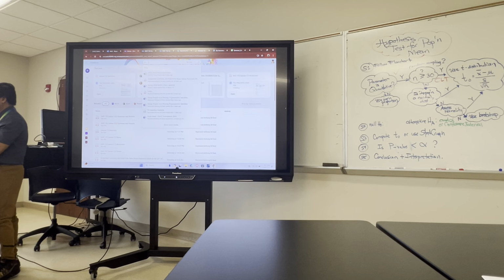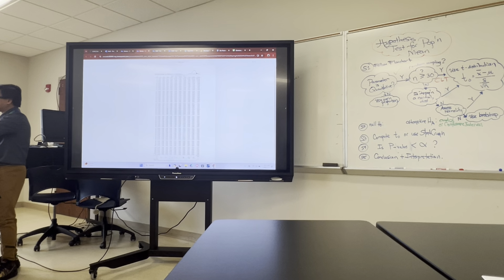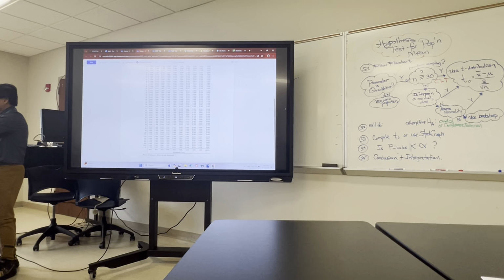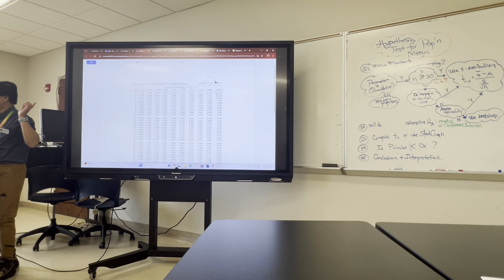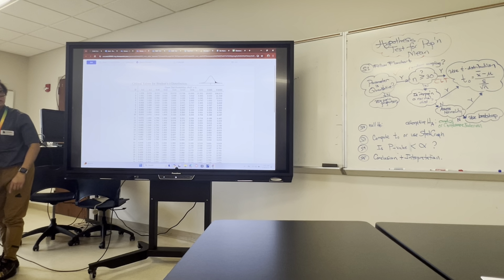T table. Where's the T table? Here we go. If you look at your T distribution, what are we looking for? Your degrees of freedom is what? 199. Okay, so and again, this T table is for the right tail, right? And we're using the right tail as well.